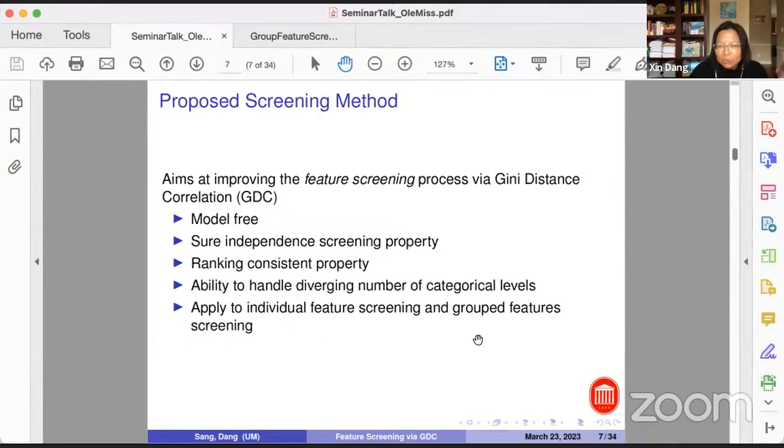And for the notation in the presentation today, I will focus on groups of features, because you can treat individual feature screening as a special case of group feature screening, where the number of features in each group is 1. So that's a special case, okay?